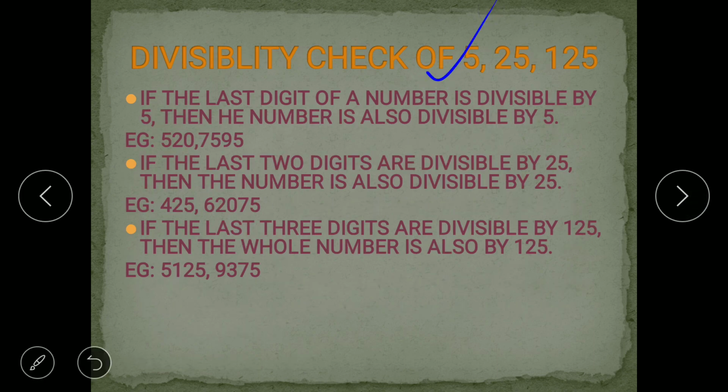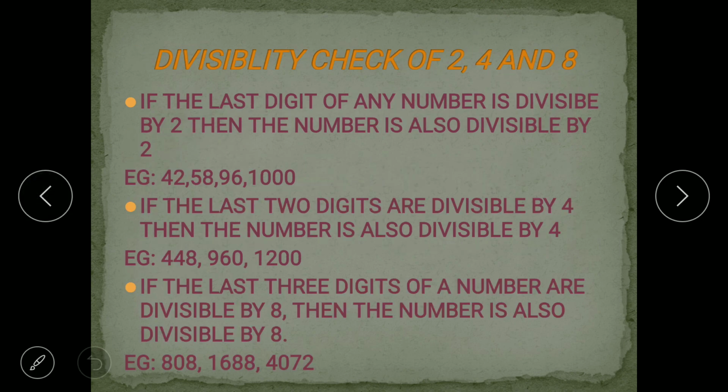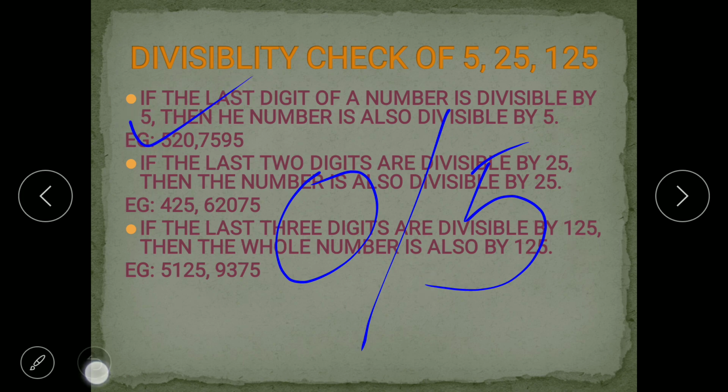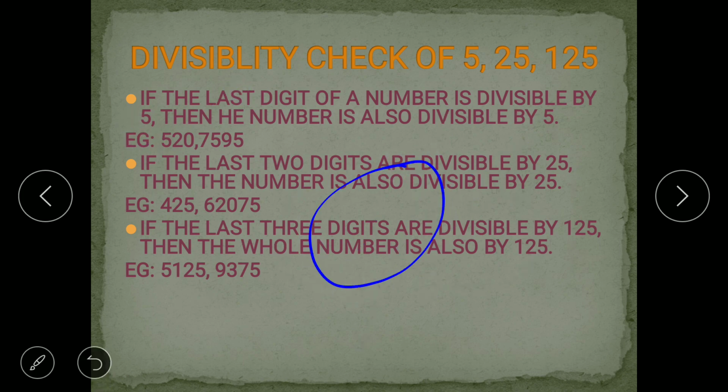Check the divisibility of 5, 25 and 125. You will see a similar trend here. How? See, if the last digit of a number is divisible by 5, then the number is also divisible by 5. Example, 0 is divisible by 5. 5 is also divisible by 5. So these two numbers are also divisible by 5. You should know that any number which ends with 0 or 5 is always divisible by 5, and any number that ends with only 0 is divisible by 10. Clear?